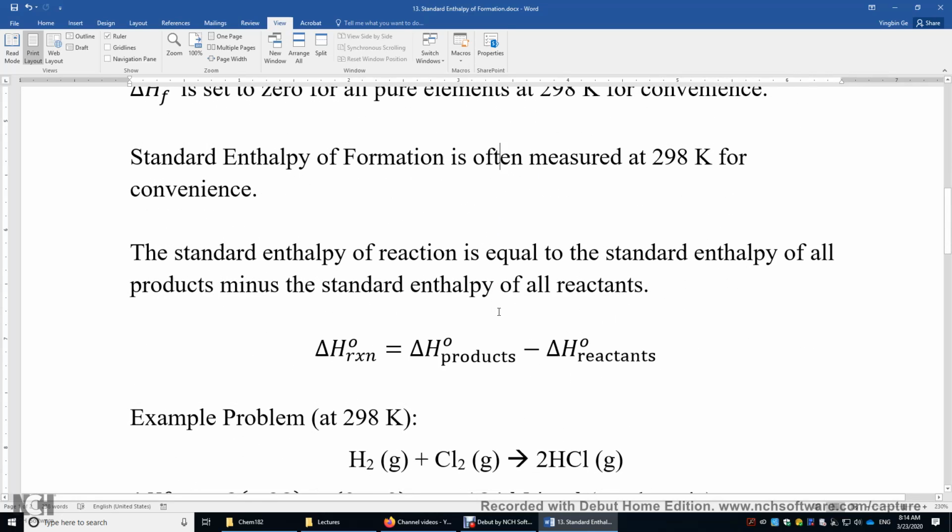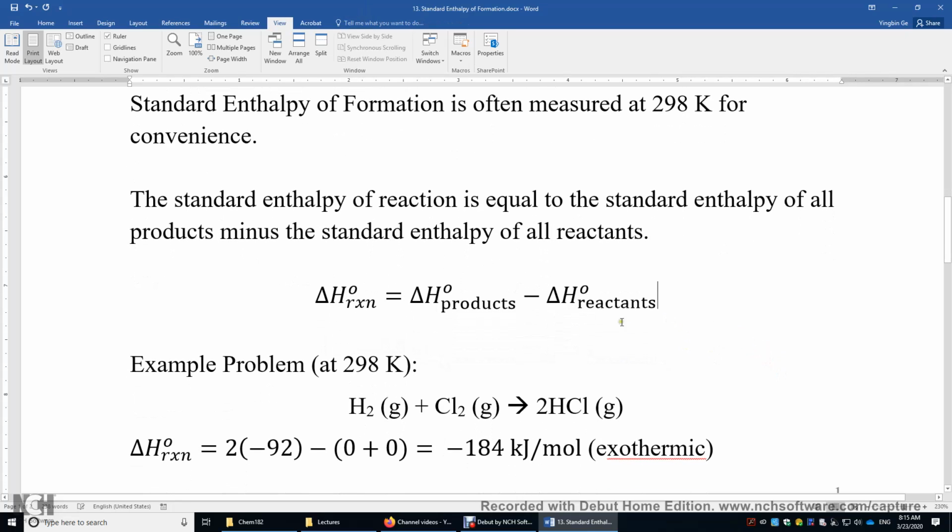Now let's look at the standard enthalpy of reaction. It's very simple. Enthalpy is a state function. So the standard enthalpy of reaction is simply the standard enthalpy of the products, which is the final state, minus that of the reactants, which is the initial state. So we use this equation to compute the standard enthalpy of reaction given information of the products and reactants.